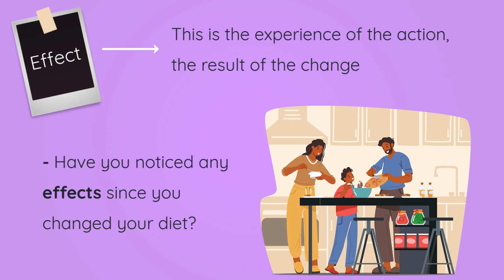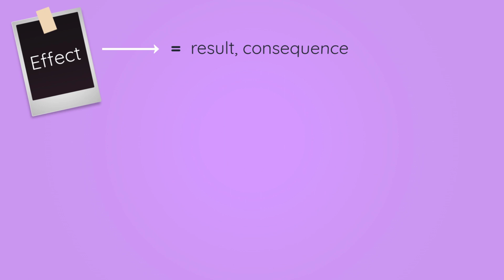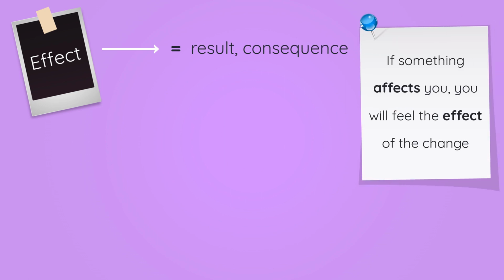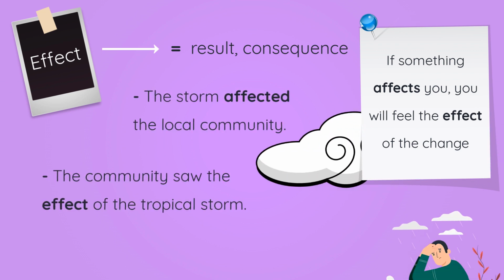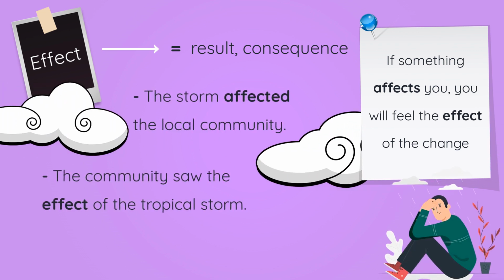In all of these examples, effect is a noun. And you can see that it's a noun from the structure in these sentences. Effect is a synonym of result or consequence. If something affects you, you will feel the effect of the change. Okay? Compare these two sentences. The storm affected the local community. The action happened to the community. The community saw the effect of the tropical storm. The community saw the result of the storm.